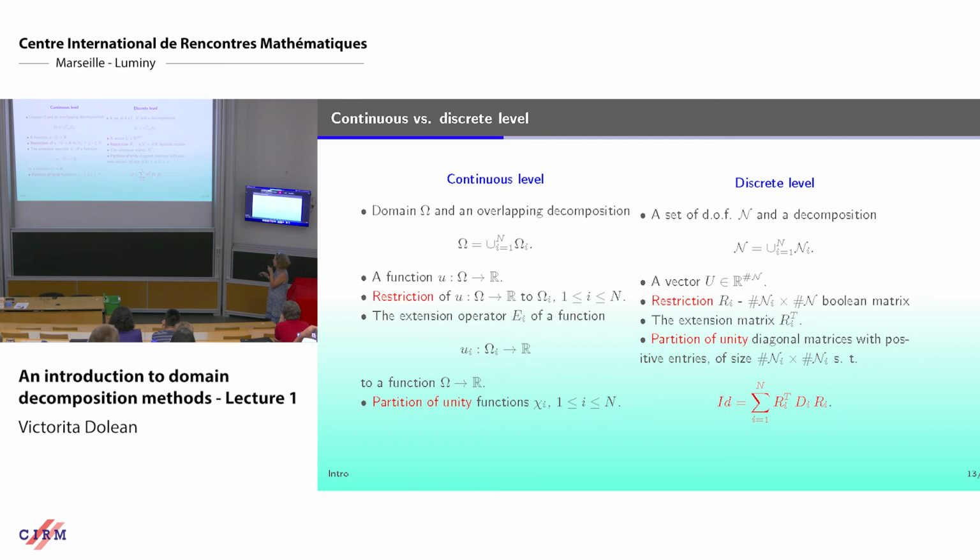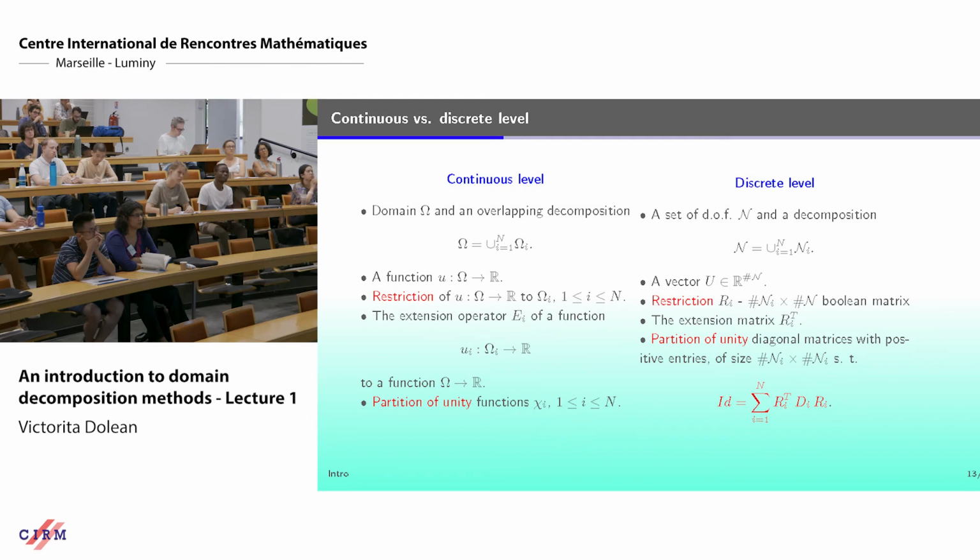So how do you choose them? You choose them in such a way that this equality holds, right? Restriction, partition of unity, extension, so you end up with identity, right? So this is exactly what I defined at the continuous level here.